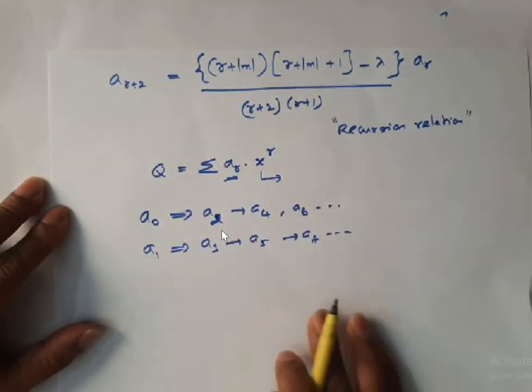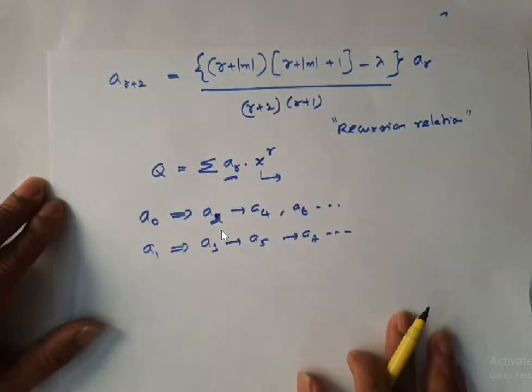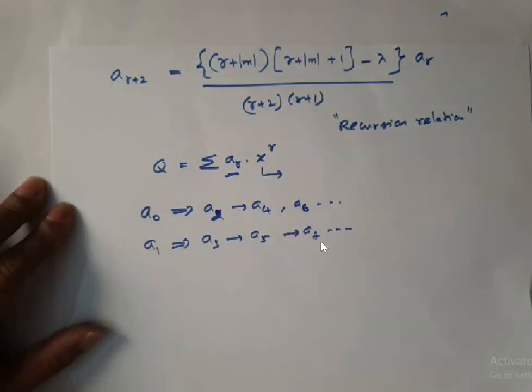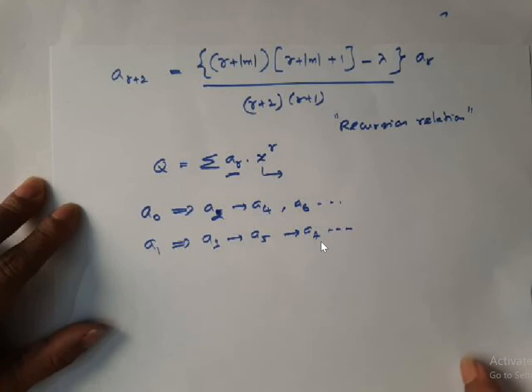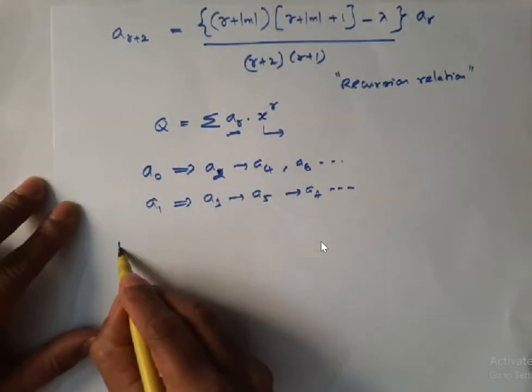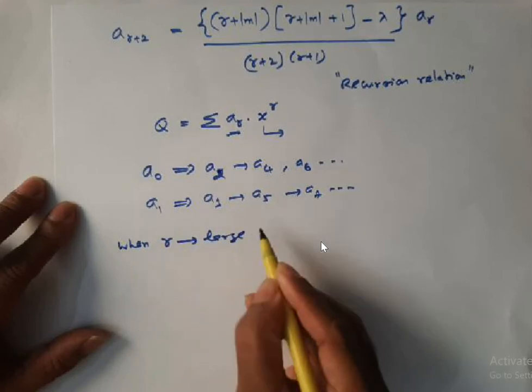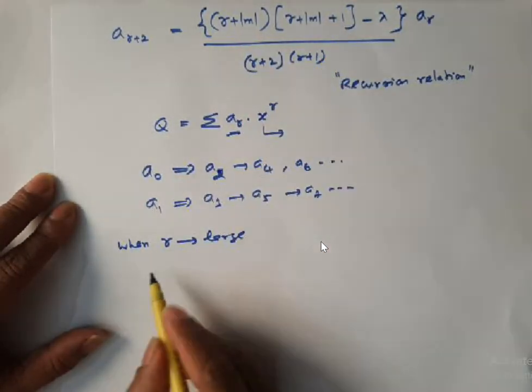All odd coefficients can be obtained from this recursion relation. That is the importance of this recursion relation. Okay, but before going to do that, let me tell you one piece of information. Listen here, what happens when r approaches a very large value?